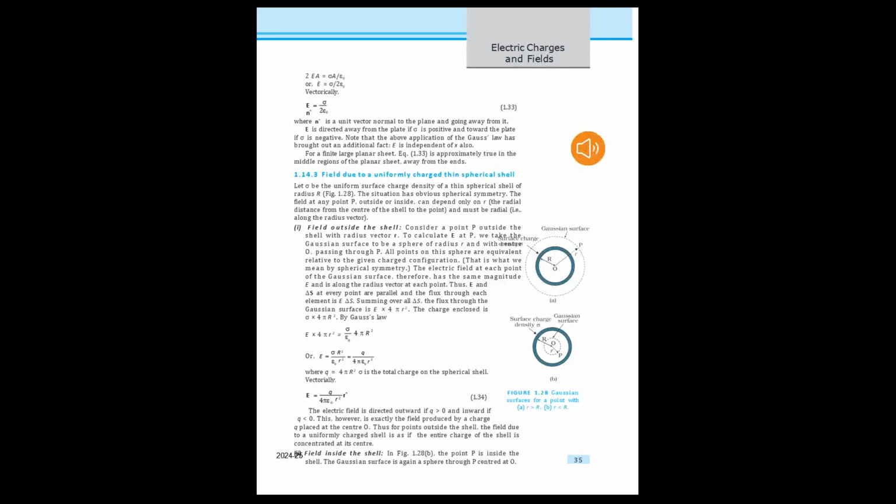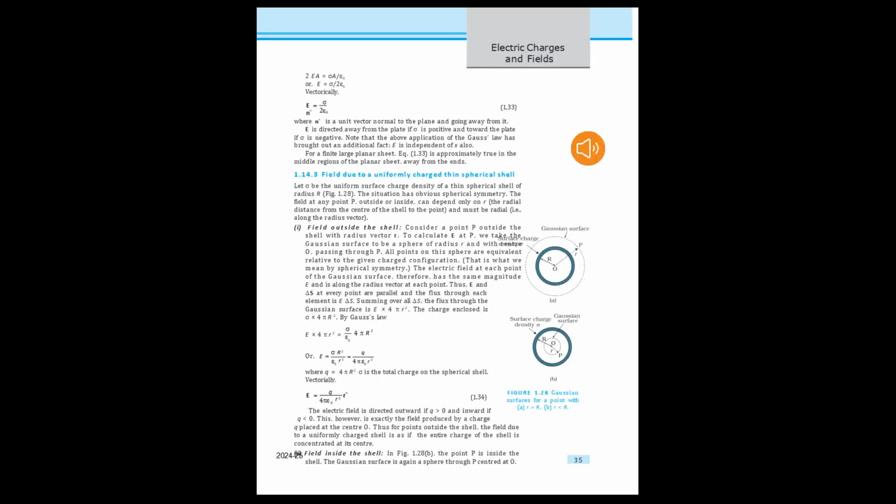Field outside the shell. Consider a point P outside the shell with radius vector r. To calculate E at P, we take the Gaussian surface to be a sphere of radius r and with center O, passing through point P. All the points on this sphere are equivalent relative to the given charged configuration. This is what we mean by spherical symmetry. The electric field at each point of the Gaussian surface has the same magnitude E and is along the radius vector at each point.